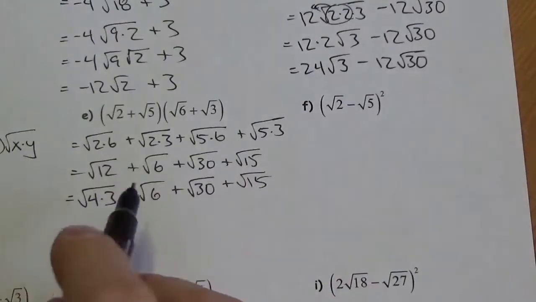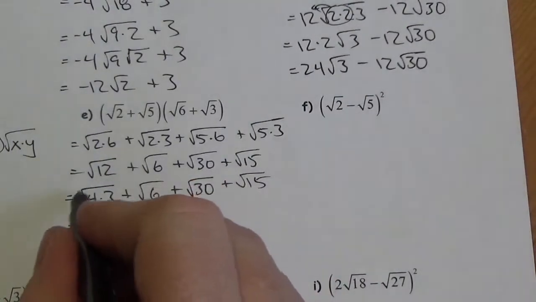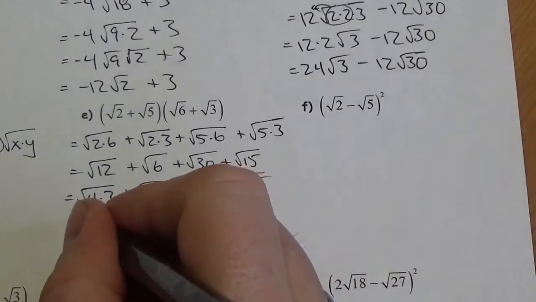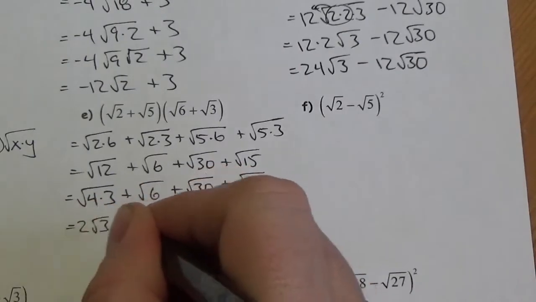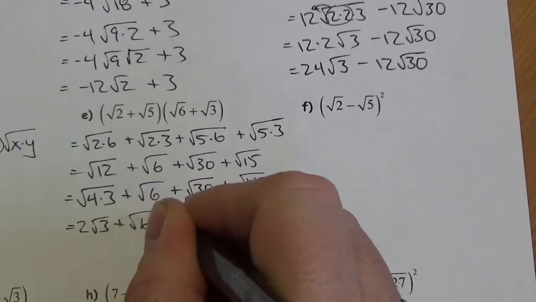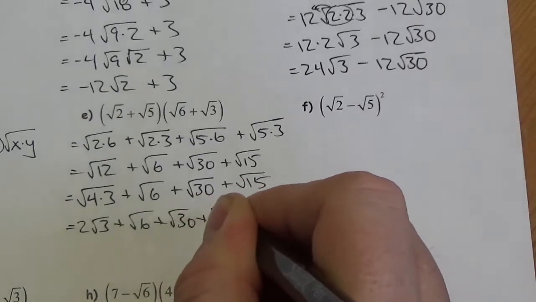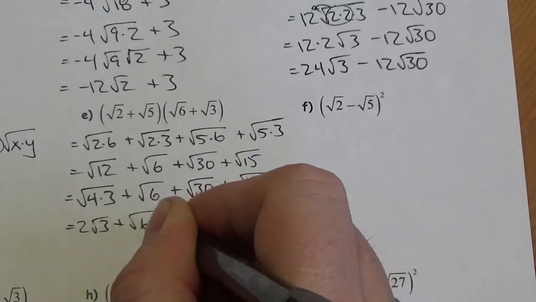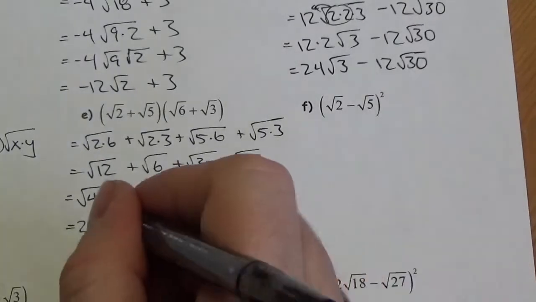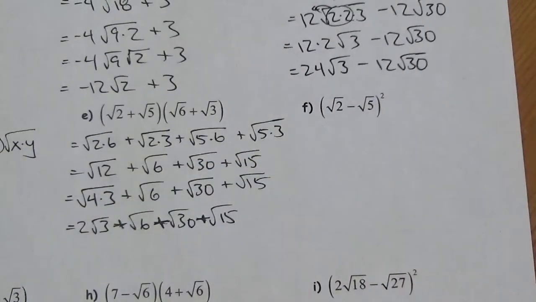So here, the best I can do is pull out the 2 because of the 4 there. The square root of 4 is 2, so 2 root 3 plus root 6 plus root 30 plus root 15. That is as good as that's going to get. And I'm done.